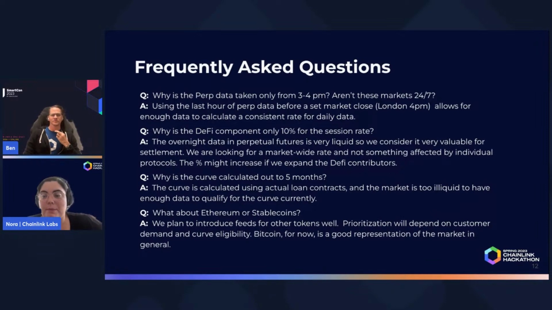And then what about an Ethereum interest rate curve or a stablecoin based interest rate curve? We plan to introduce feeds for other tokens as well. And prioritization will depend on customer demand, curve eligibility, and how good the data is for each one of those possible tokens. And we started with Bitcoin because for now, it's such a good representation of the market in general.